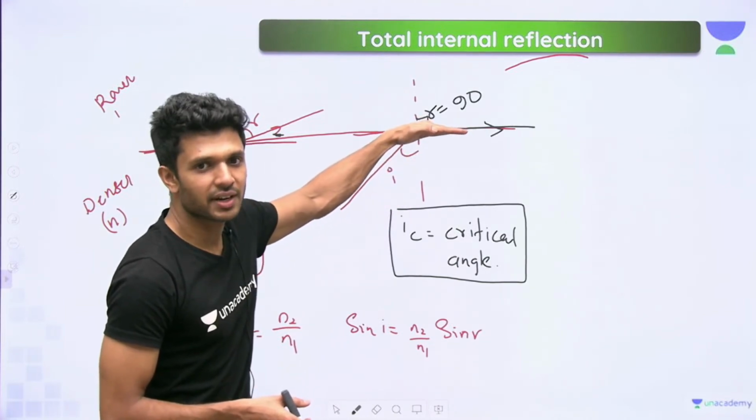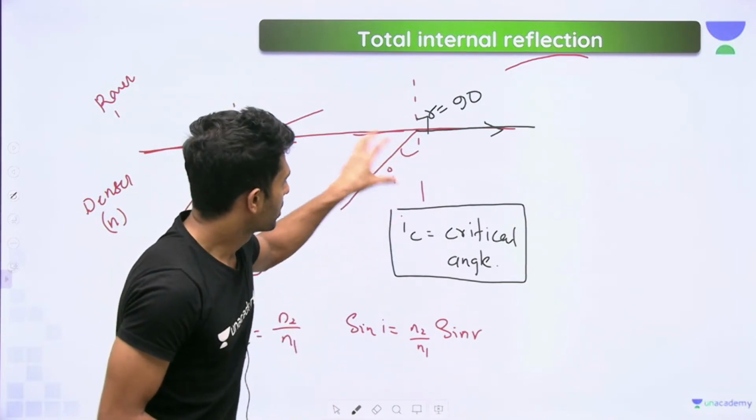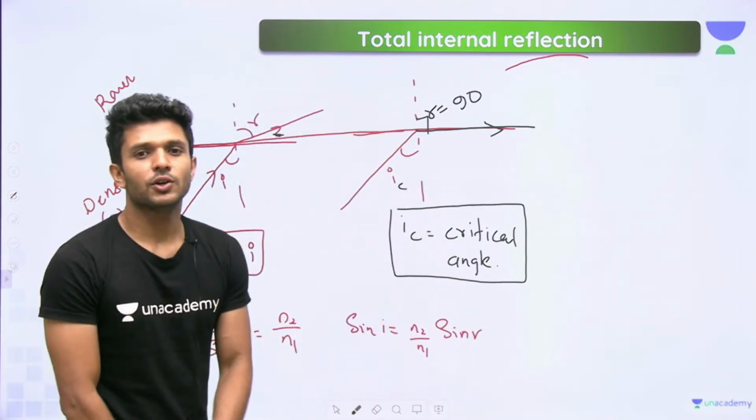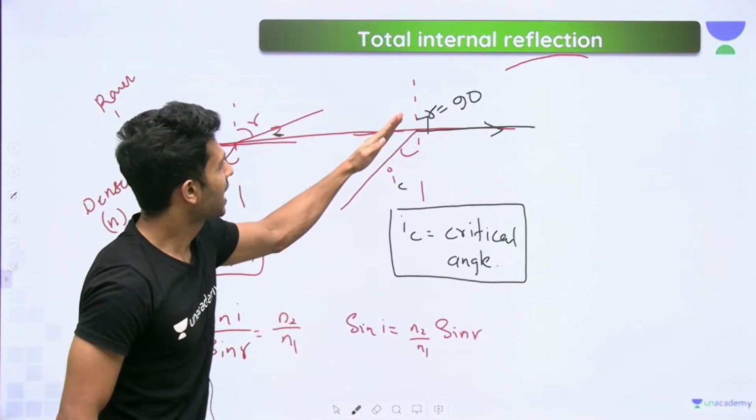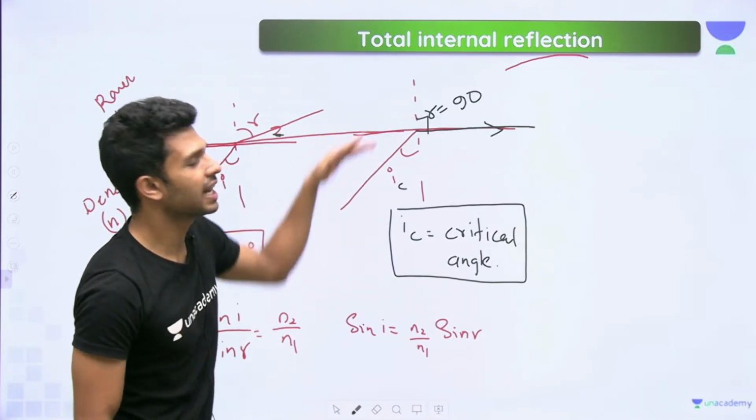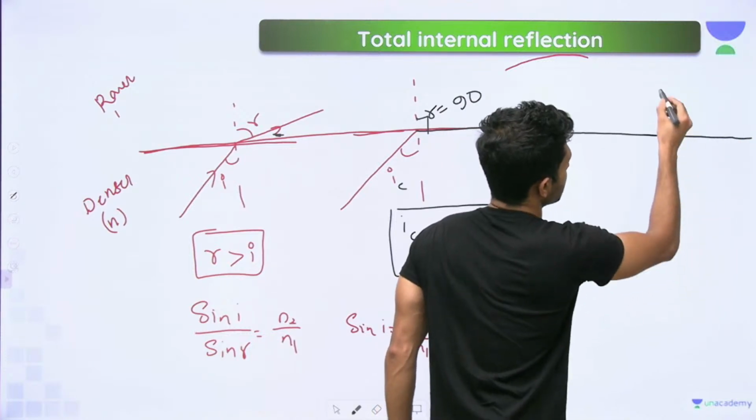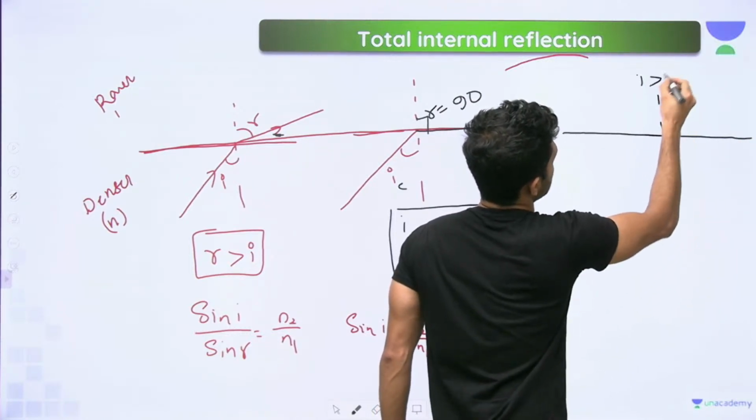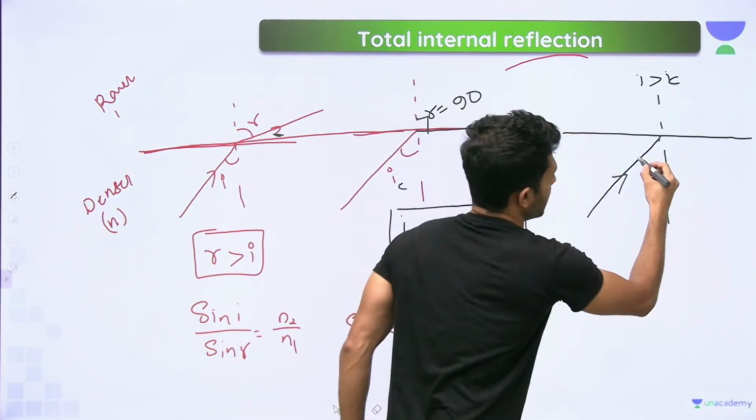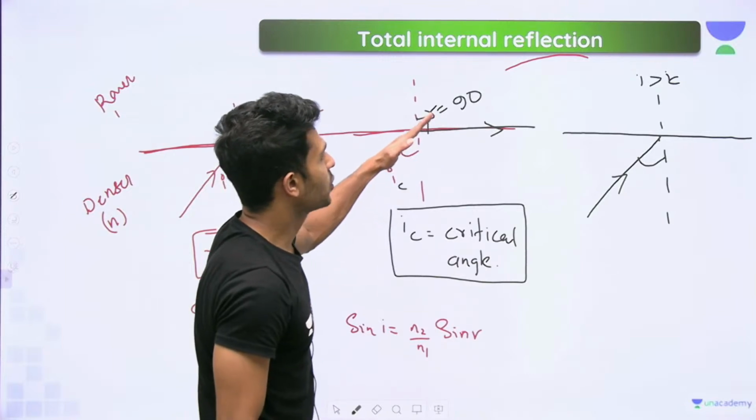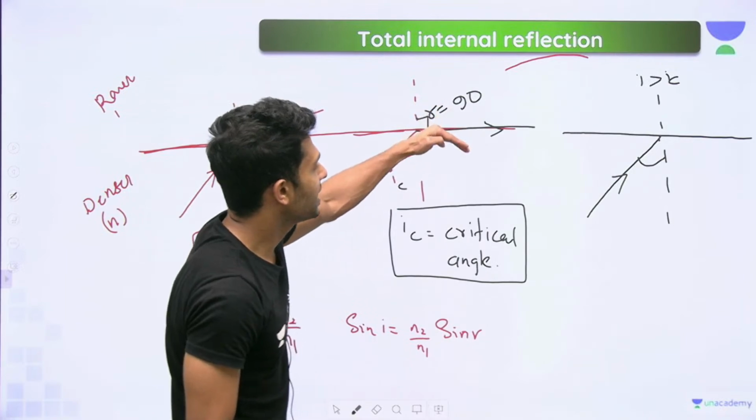Now this is the case. The refracted light ray has increased and it became 90. Now if I increase the angle of incidence even from this position, from the critical angle, what will happen? The angle of refraction again increases for i greater than critical angle. If you are giving an angle of incidence greater than the critical angle, r will again increase.